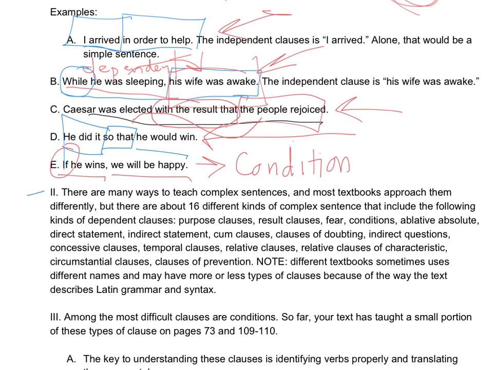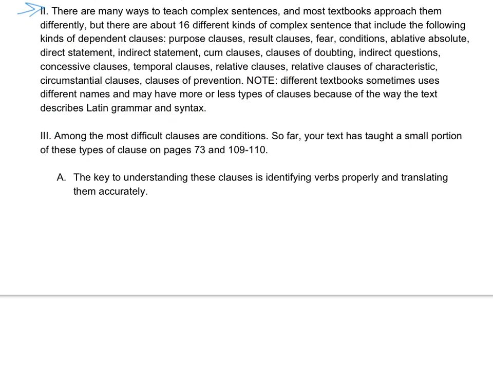So that brings me to my next point, number 2. There are a number of different ways to teach complex sentences. Most textbooks approach them differently, but there are about 16 different types of complex sentence. They include the following dependent clauses: purpose clauses, result clauses, fear clauses, conditions. That's what we're learning today. The ablative absolute, direct statement, indirect statement, cum clauses, which I mentioned above, clauses of doubting, indirect question, concessive clauses, temporal clauses, relative clauses of characteristics, circumstantial clauses, clauses of prevention.